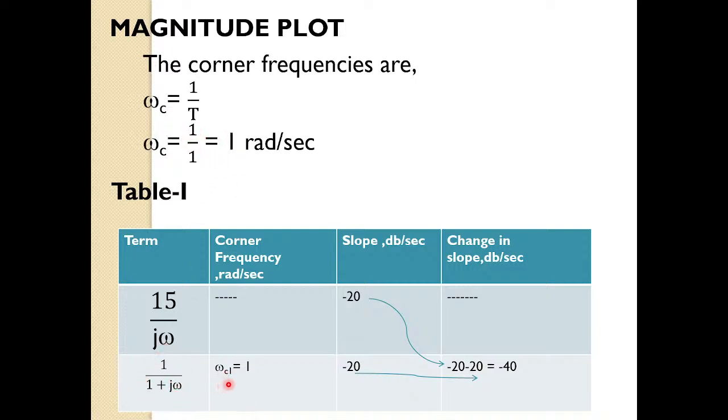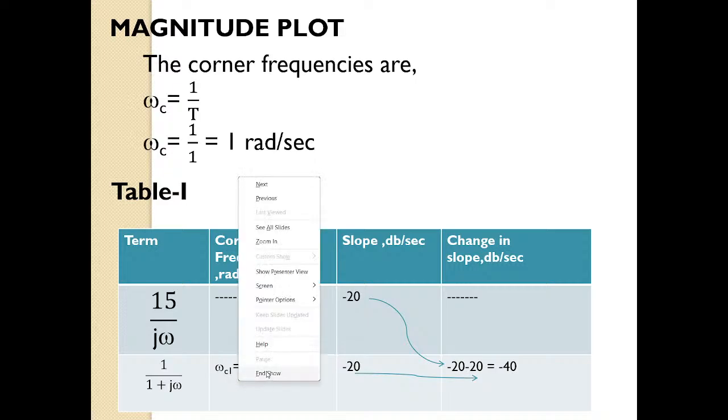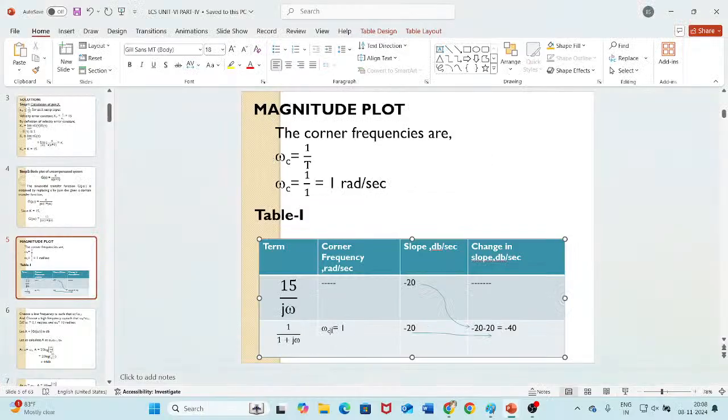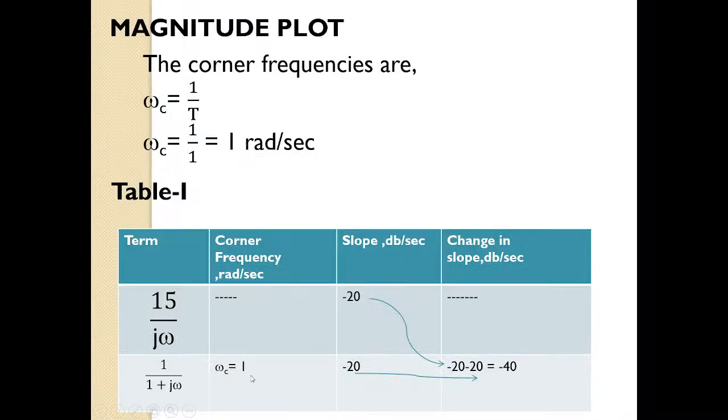1 radian. So omega c is equal to 1. Now what is the slope of the integral factor? Minus 20. The slope of the first order denominator factor is minus 20. Okay, so write down the slopes. After that, we send the slope.